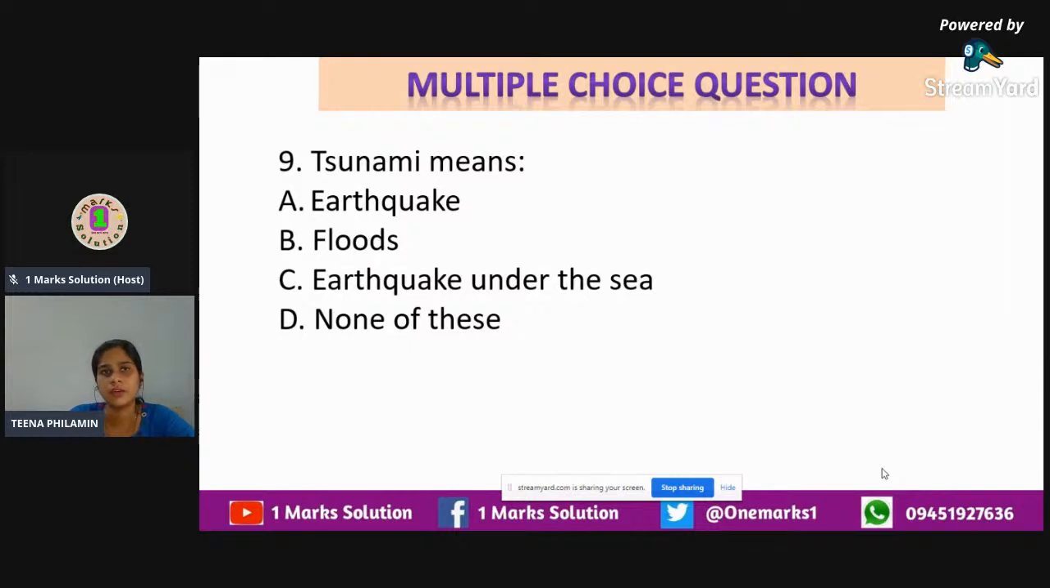Then the next multiple choice question is, tsunami means what? Is it simply an earthquake or flood, or is it an earthquake under the sea? Yes, of course it is an earthquake under the sea. A tsunami is huge waves coming from the oceans. When an earthquake takes place under the sea, huge waves are formed, which we call a tsunami. So tsunami means earthquakes under the sea. Option C.